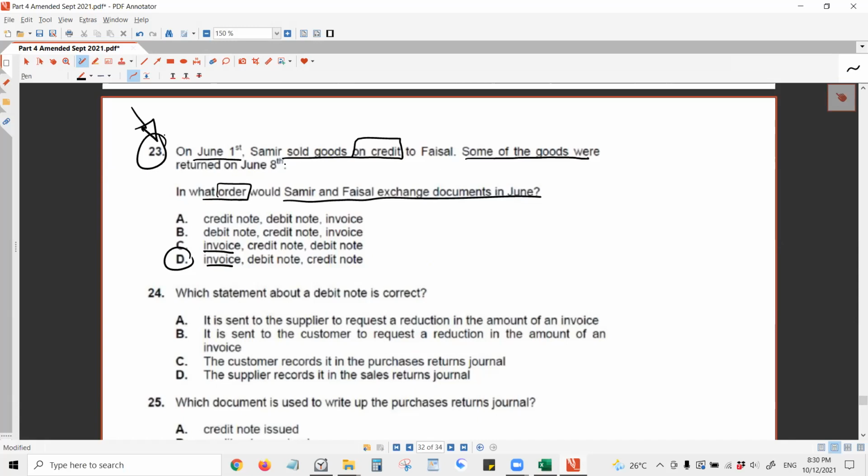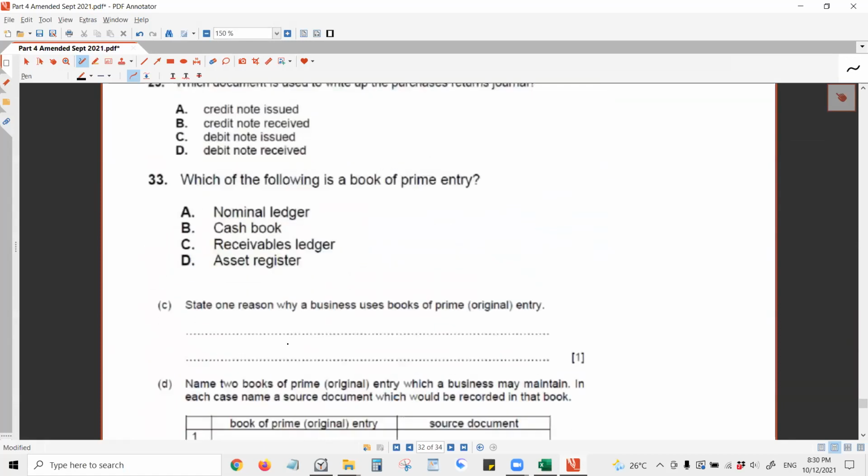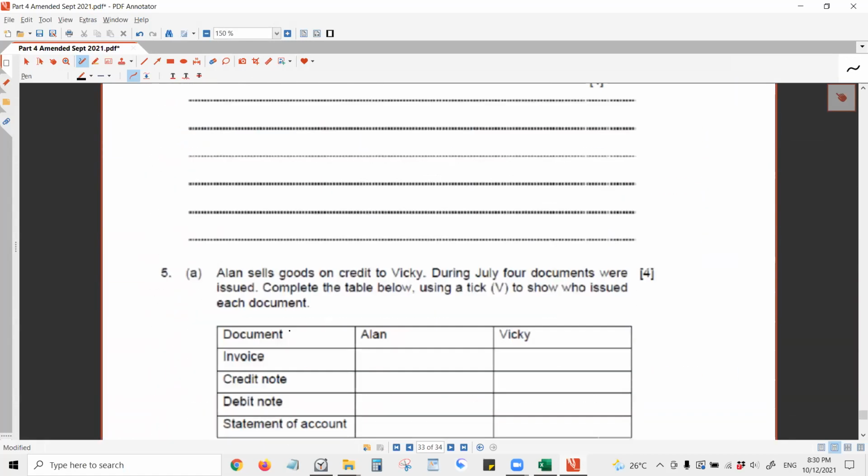Some goods were returned. So when it comes to goods returning, you know there are 2 documents. I tell you which one will come first. Debit note will come first, followed by credit note. Therefore, answer is D. So very simple, very easy. Next, go to the next page.